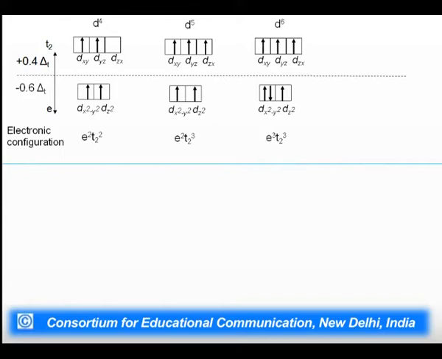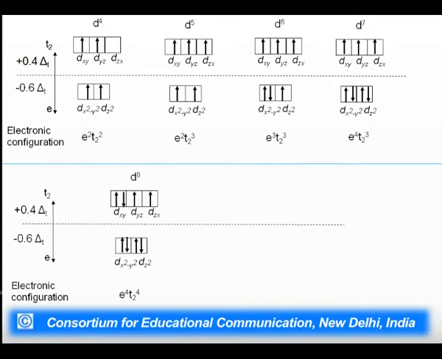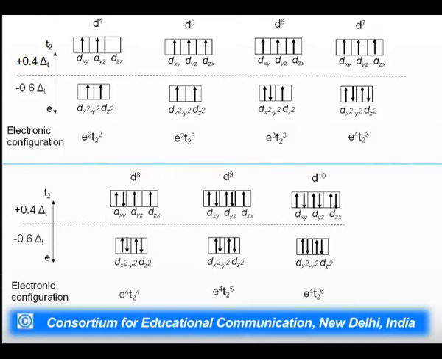You might ask why we don't pair up the electron in d5 itself. But if we pair up the electron in d5, along with the energy penalty of pairing energy, we would also have to spend delta T to push up the electron to the higher T2 level. So, pairing starts from the lower energy level of E, giving you e3 t2^3. In d7, the configuration becomes e4 t2^3. In d8, the configuration is e4 t2^4. In d9, it is e4 t2^5, and in d10, it is e4 t2^6.